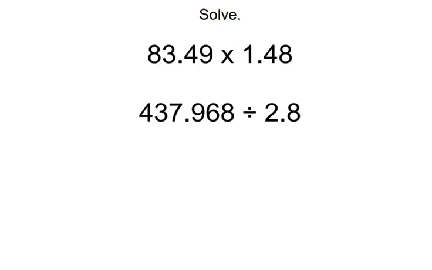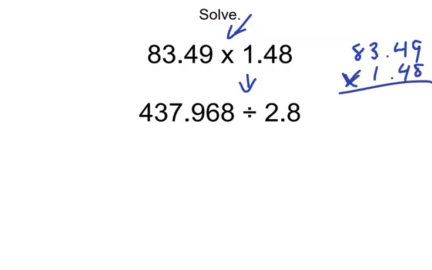All right, here we are, quarter four, week four, day 3. We have a multiplication problem and we have a division problem with decimals. So each one of them has their own thing that we have to do with it. So we'll have 83.49 times 1.48. It turns out that the decimals are lined up, but we don't really have to worry about that with multiplication. All right, let's go ahead and start solving this.